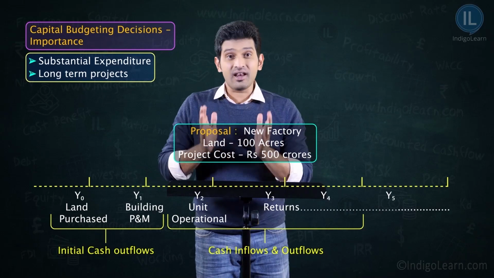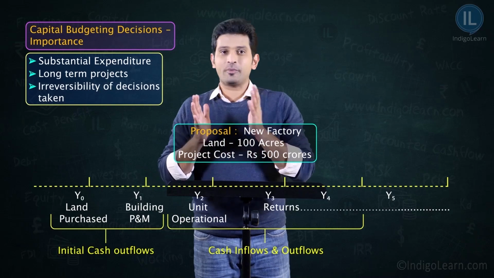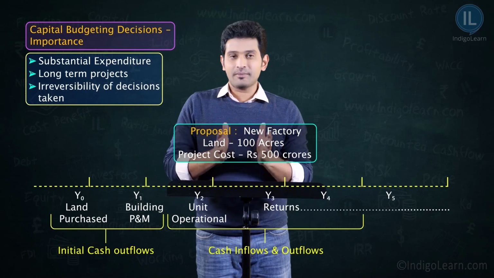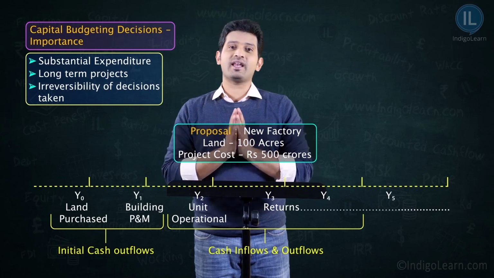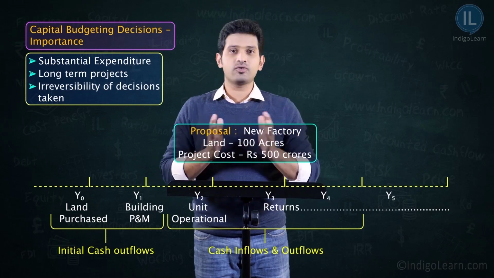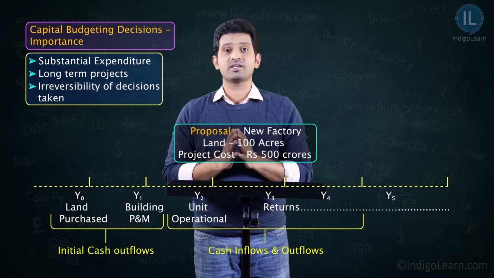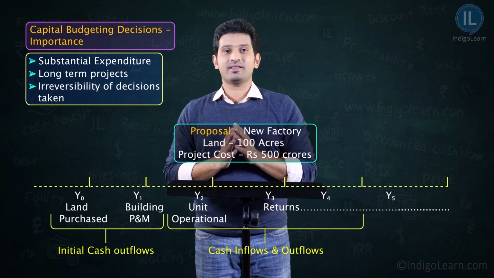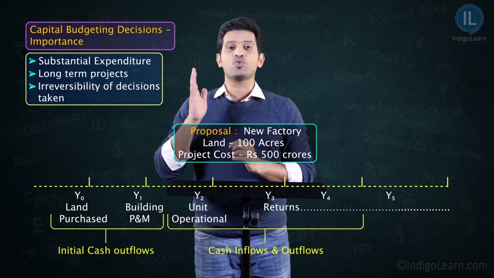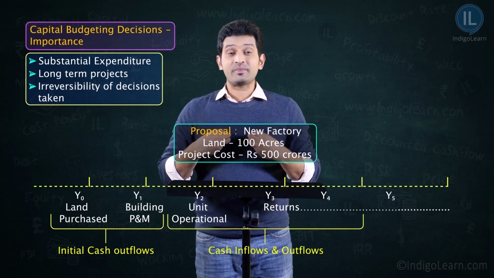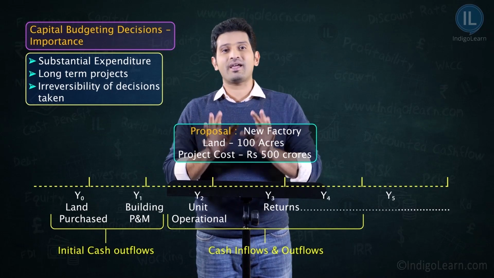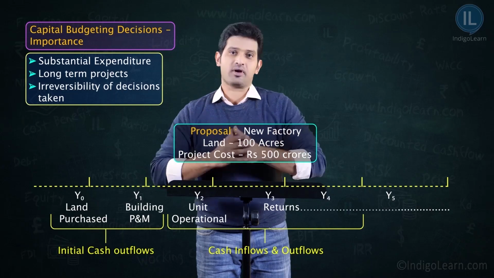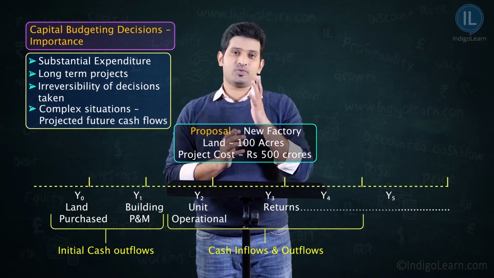That is the irreversibility of a decision to be taken, and that is why even before deciding, the firm or the company has to carefully analyze all the inflows, all the outflows, all the obstacles, all the obligations, all the market scenarios, and then only the decision has to be taken. Therefore, irreversibility is another reason for which we should be extremely careful in analyzing and making a capital budgeting decision. Now comes the last reason and one of the most important reasons, that is complex situations.